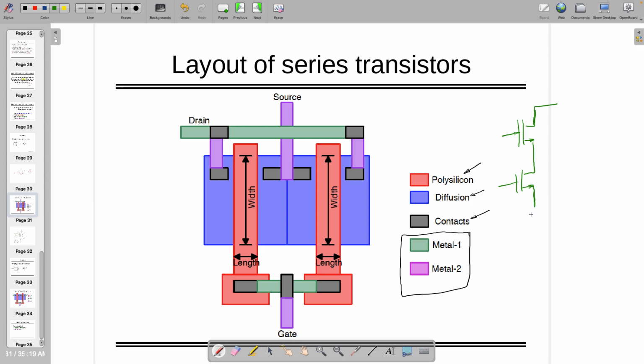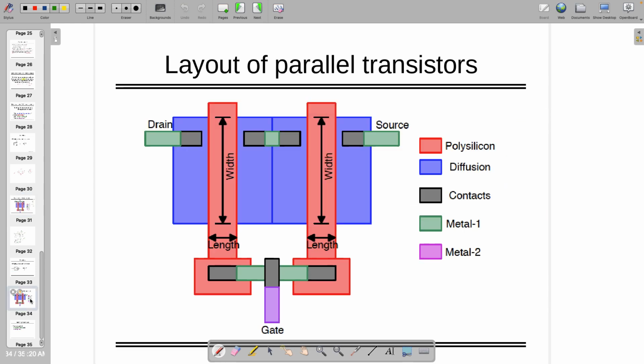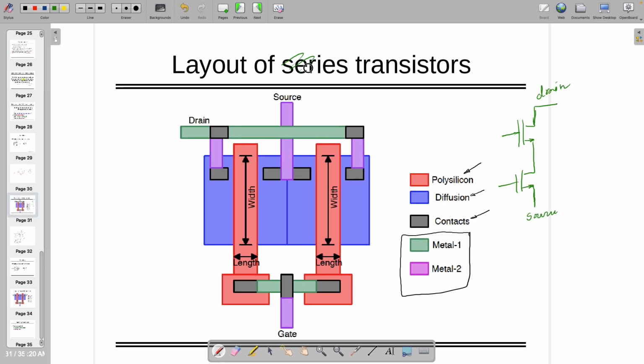So this becomes source, this becomes drain. Right? So let's look at this layout. How does it look like? So, okay. I made a mistake. This is for parallel transistor.